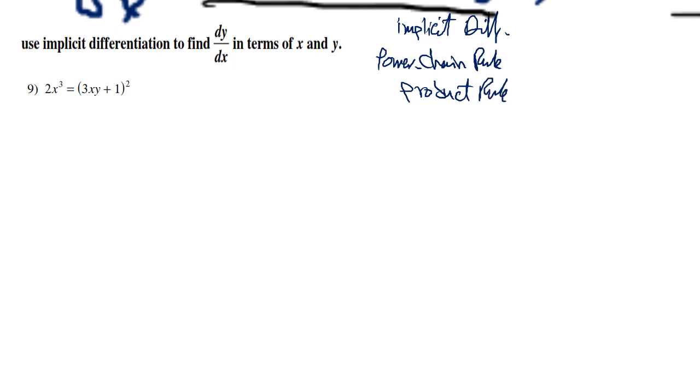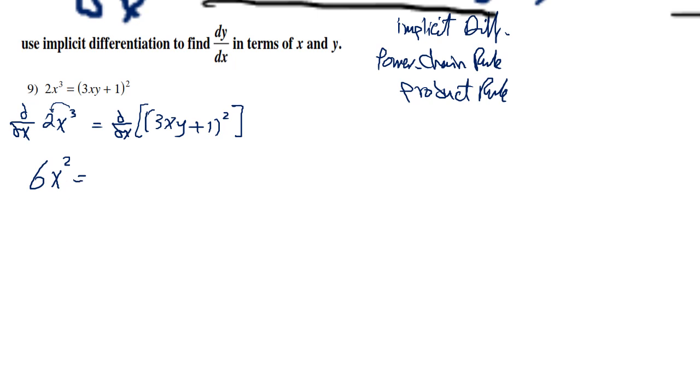So let's take it step by step. d/dx of 2x^3 on the left-hand side is equal to d/dx of (3xy + 1)^2. So the derivative of 2x^3, I'm going to put down the exponent, which is 6x, and subtract 1 from the power.